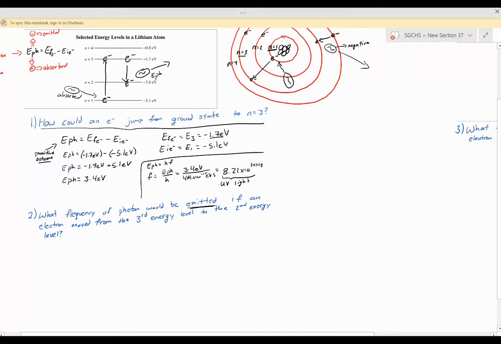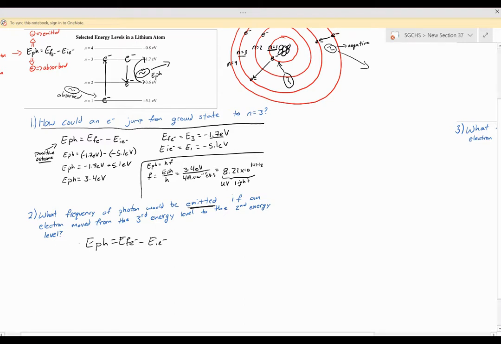So the fact that we're emitting a photon, and that photon's energy is going to be exactly equal to the difference between these energy states. So if we use this equation, we have to be careful in understanding what's occurring. The fact that our electron is dropping energy states means our photon is being emitted. And since it's being emitted, it's going to be negative.